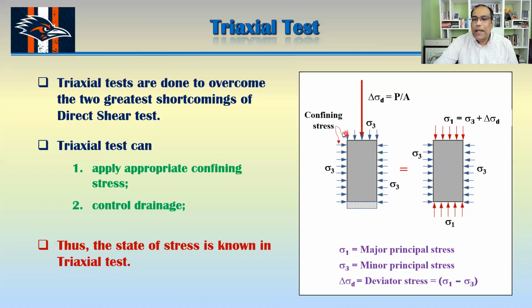Since we are not applying any shear here or here, your tau xy equals 0. So this is your principal plane. Sigma 1 is called the major principal stress, and sigma 3 is called the minor principal stress. And this is your deviator stress, which is the difference between sigma 1 and sigma 3.